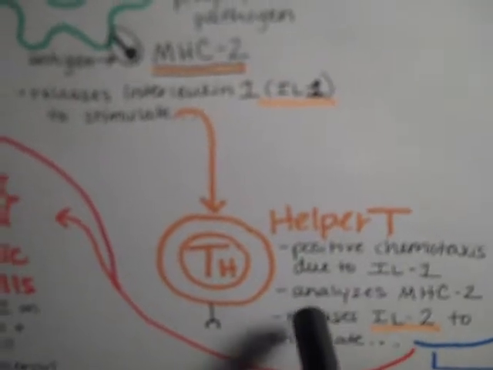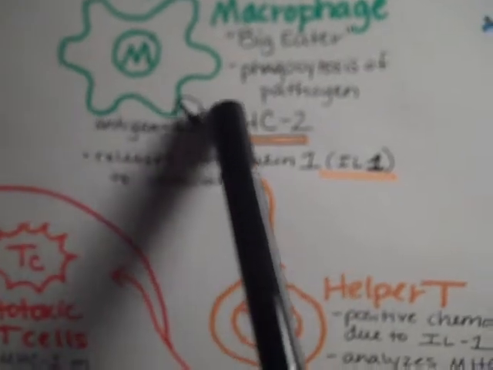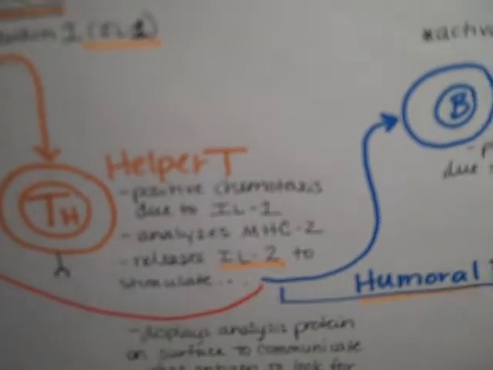So this helper T cell is going to move through positive chemotaxis due to that IL-1, that interleukin-1, and it's going to take some receptors on its surface and analyze that antigen that's being displayed on the surface, and it's going to create a little analyzing protein. There is a fancy name for this, but I don't need you to know it. So that analysis of MHC2 will tell it, okay, yes, this is a bad guy. I need to release my chemical to set my cascade in motion. So he's going to release IL-2, that's interleukin-2.